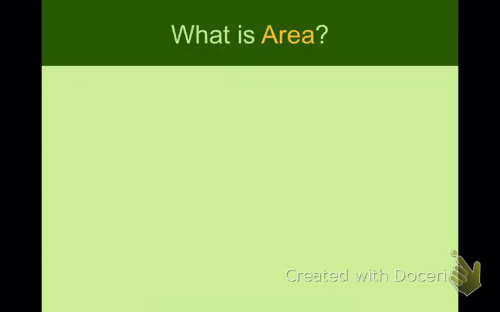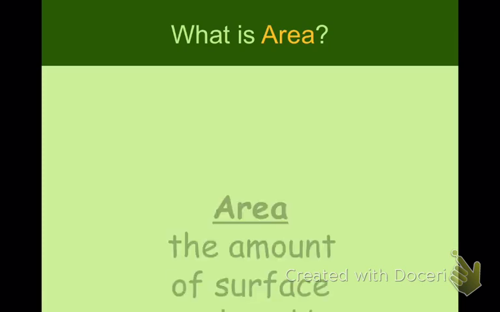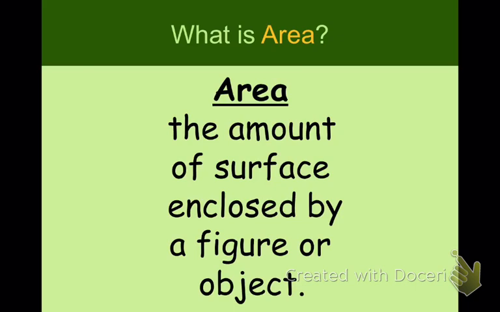So what is area, just in case we don't remember? How is it different from perimeter? Remember, the perimeter is the distance around an area, so the length around the shape. Area is a little different. Area is the amount of surface enclosed by a figure or an object. So it's the space on the inside of an object, not the distance going around the object. It's space on the inside.